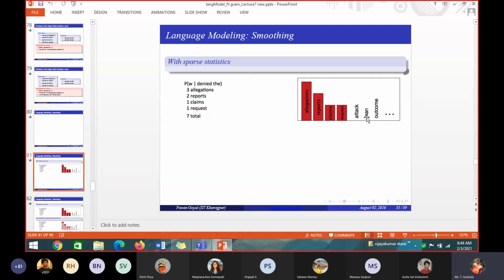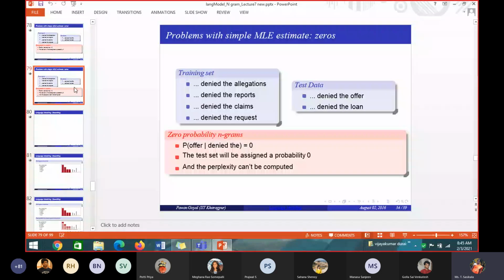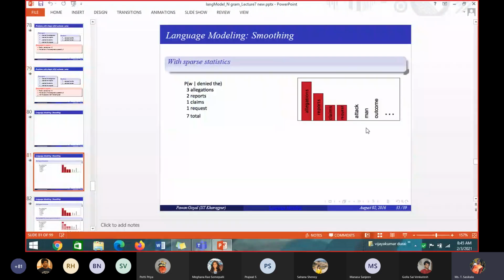Denied the attack. In the test data, you write these 3 sentences: denied the attack, denied the man, denied the outcome. So how many times are these 3 words occurring in my corpus? These are the test data. If I want to find the probability of whether denied the attack is present in my training data, I need to find the probability.